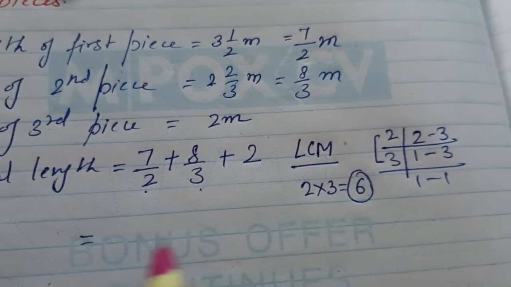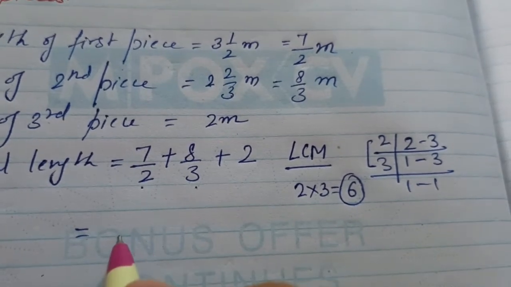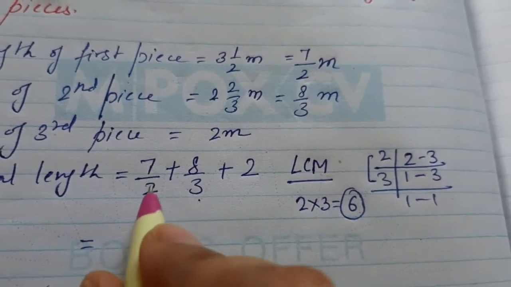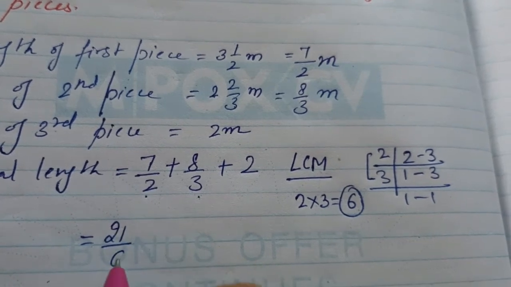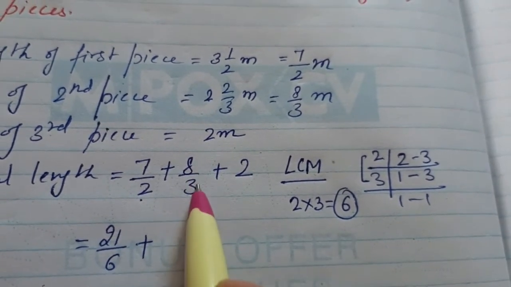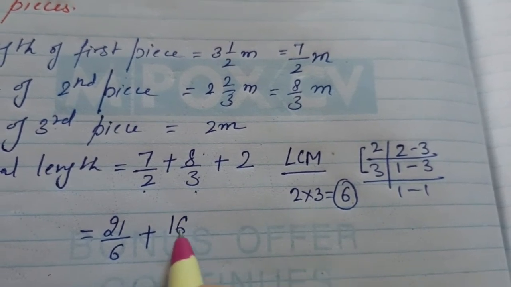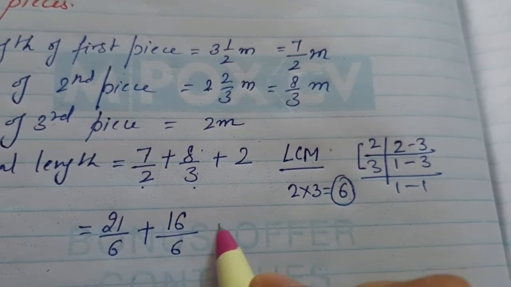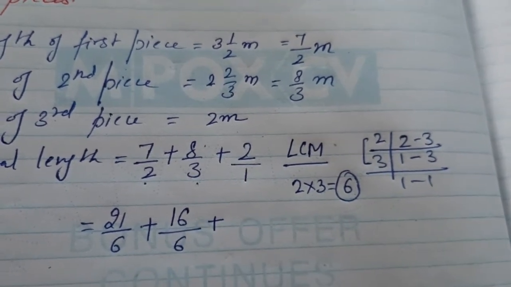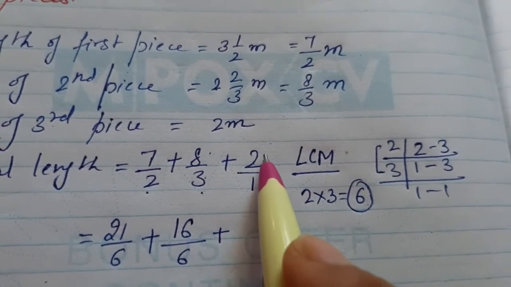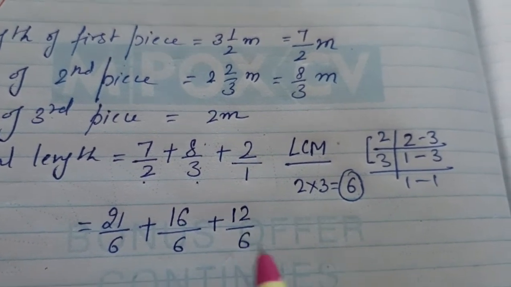Now what we have to do, we have to make each denominator as 6. So first of all we will multiply this number by 3 by 3. So it will become 21 by 6 plus this number will be multiplied by 2 by 2 to make the denominator as 6. So it will become 16 by 6 and last 2, here is nothing in the denominator, so we will put here 1. So we will multiply both the numerator and denominator by 6. It will become 12 by 6.